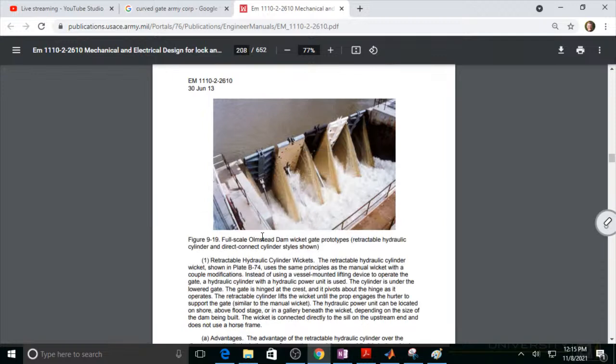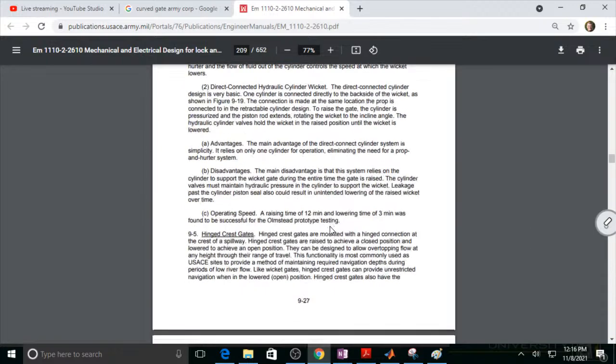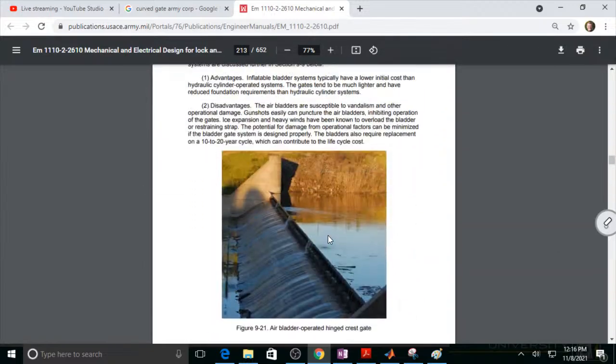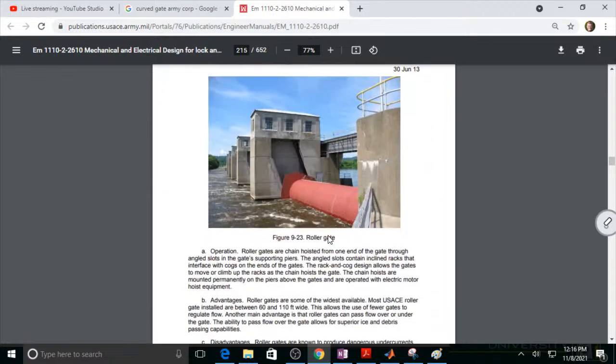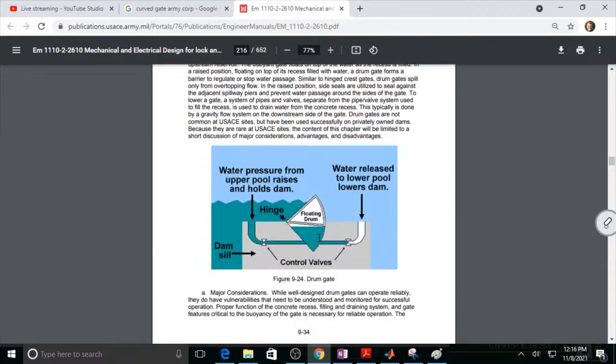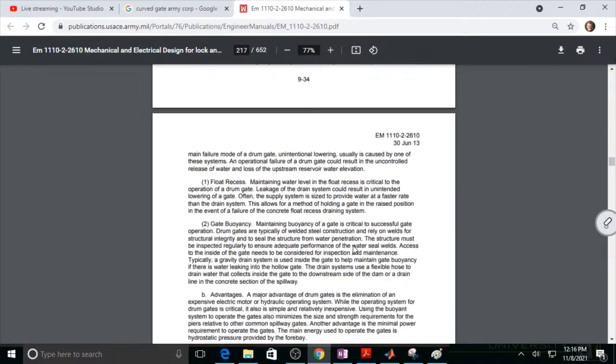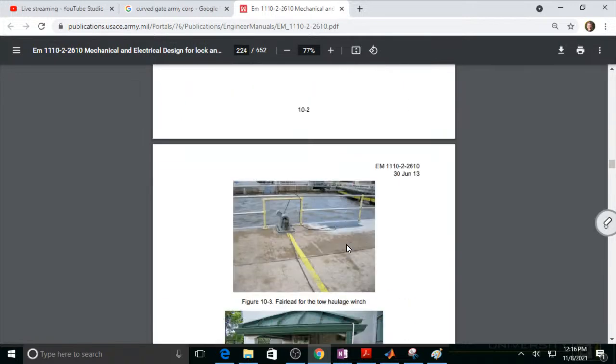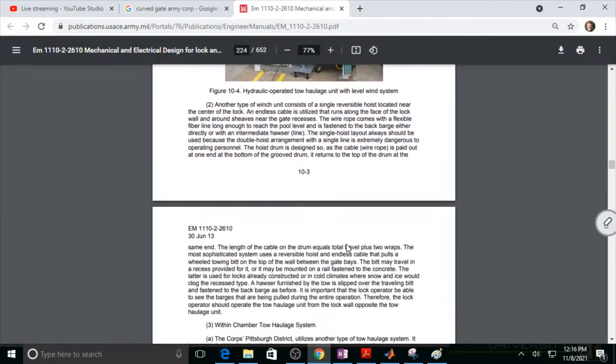Anyway, now these are different. Here's the full scale old stem dead wicket. You can see the hydraulic cylinder holding the water back there. But the ones you have over at Lake Darnell, they're curved gates that can be opened. Roller gates, there's a roller gate. Floating drum. That's interesting, there's your hinge one. Floating drum, this part to the lower. There's all sorts of things, but a curved gate's kind of nice, especially if it's curved and it's made as a circle.